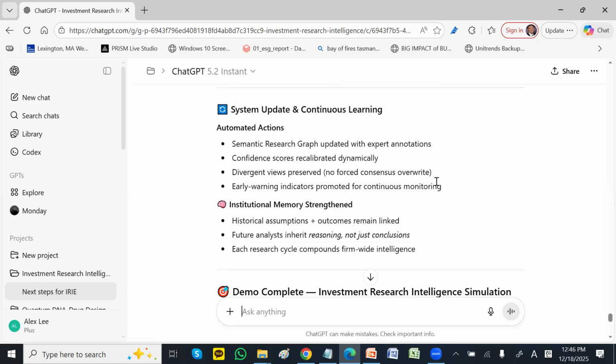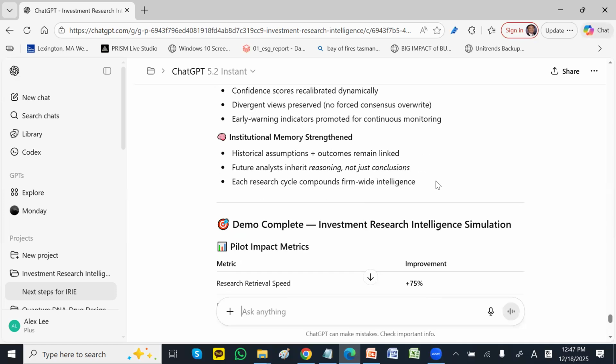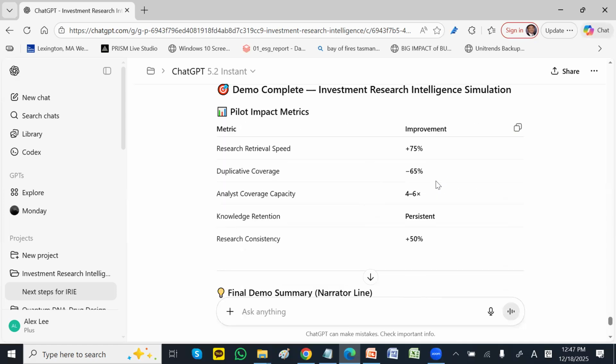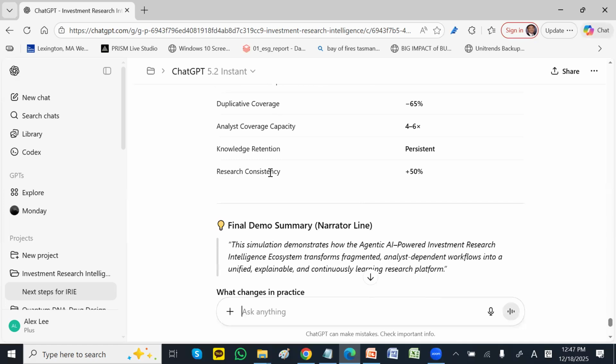And then the beauty of this is that agentic AI is dynamic. It learns from its functions, what it has done, and what the outcome was. So it prepares for the next research, using the experience from this research to produce a better way. So the demo is completed, and it gives you a quantification of what you have benefited from this: research driver speed, duplicate coverage, analyst coverage capacity, knowledge retention, and research consistency.